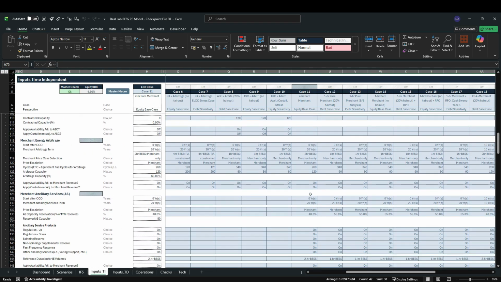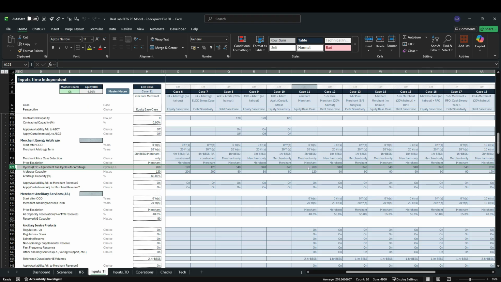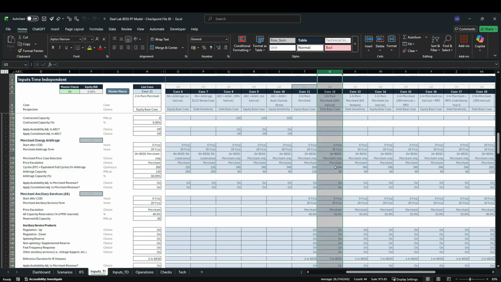Let's scroll down and you will see that from a merchant energy arbitrage perspective, 60% of the revenue is assumed to come from merchant energy arbitrage. Or better, not 60% of revenue, but 60% of the installed capacity at the point of interconnection will be used to materialize merchant energy arbitrage revenue. From a cycles perspective, we are assuming 260 equivalent full cycles per year, which is slightly less than our 1-hour battery, because a 1-hour battery will give us some more flexibility to run equivalent full cycles than a 2-hour battery.